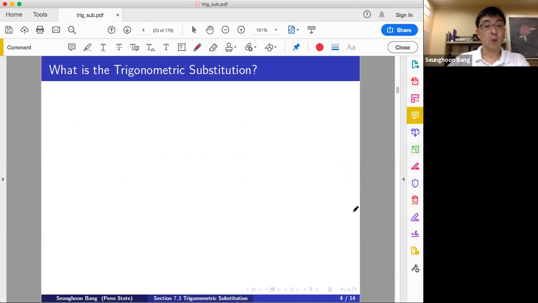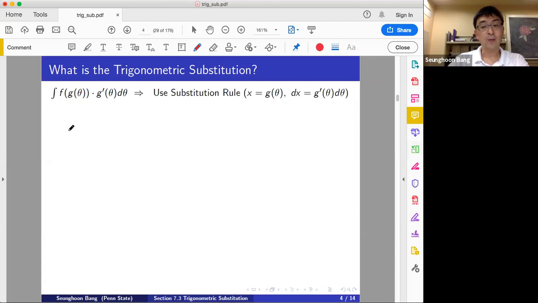So let me see. What is a trigonometric substitution like? We think about u substitution. I can use it, not u, x, it doesn't matter, you can use x. x is an inner function g of theta. The inner function g of theta is x. The dx is g prime of theta d theta. Because g of theta is x, you plug in here. g prime of theta d theta is dx. That we call the substitution rule.